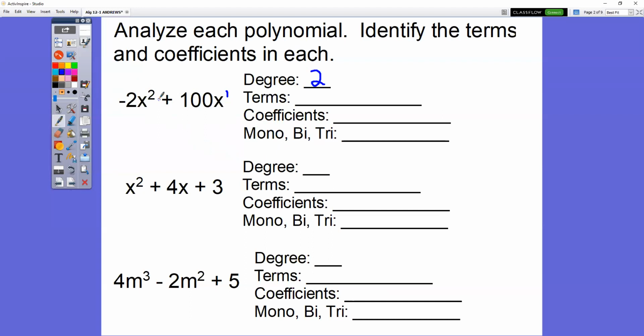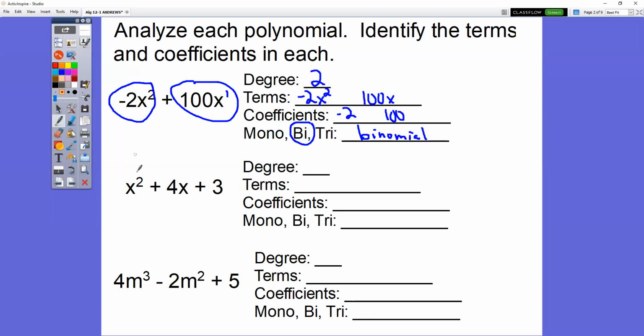What are the individual terms of the polynomial? Well, the individual terms are negative 2x squared and 100x. There's 2 individual terms. What are the coefficients? The coefficients are the numbers in front of the x. So the coefficients would be negative 2 and 100. Is this a monomial, binomial, or trinomial? Well, you have 2 individual terms here. Since you have 2 individual terms, this would be a binomial, because bi means 2.